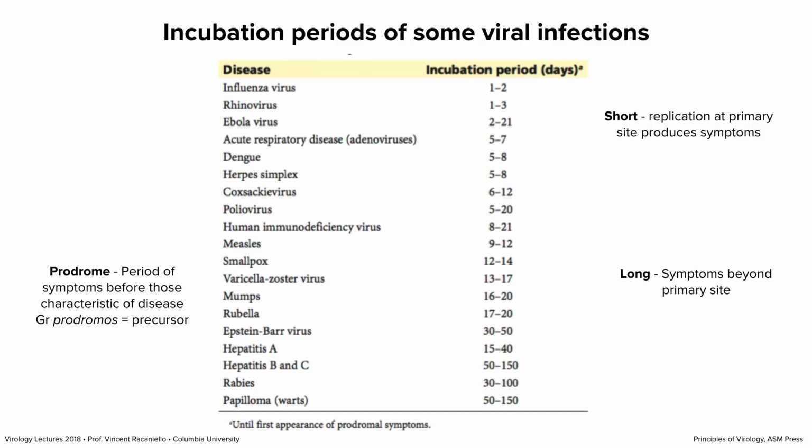The other term here, which you may encounter, is called prodrome. That's the period before we see symptoms characteristic of the disease. So if you had measles, the measles rash is characteristic of measles. So the prodrome is the period up until you see that rash. So it's beyond the incubation period for most viruses. That's the prodrome.